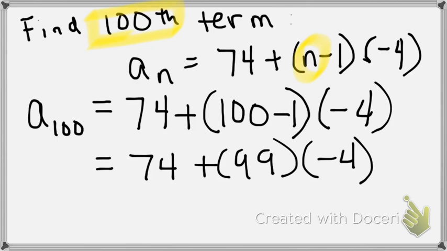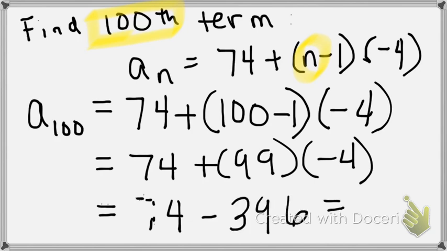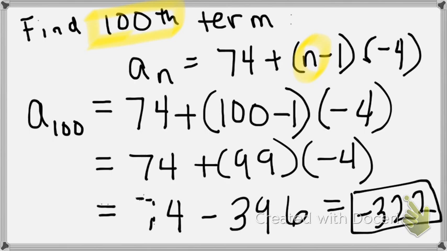We can handle large numbers. You should get 74 minus 396. What does that equal? Negative 322. So the 100th term in that sequence is negative 322. That's how you find the 100th term.